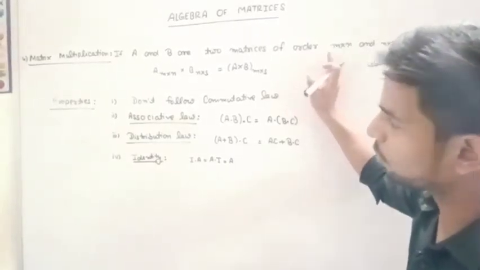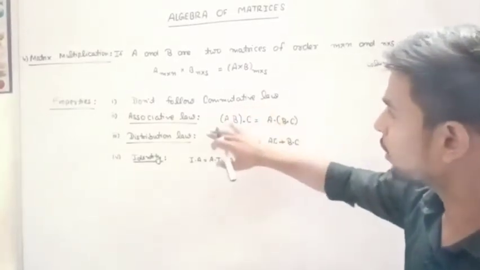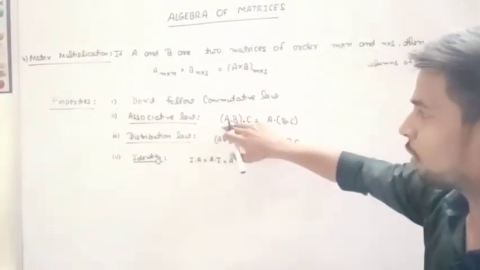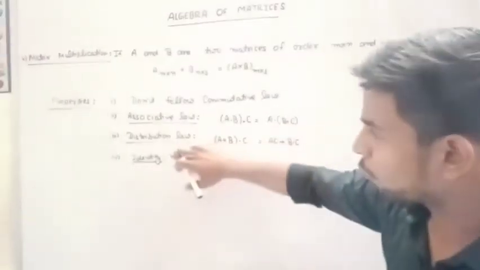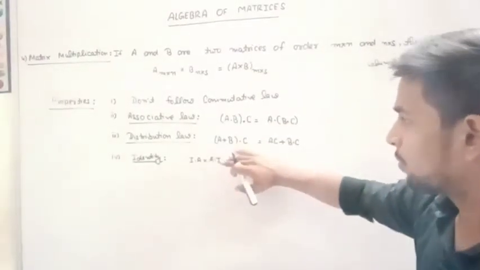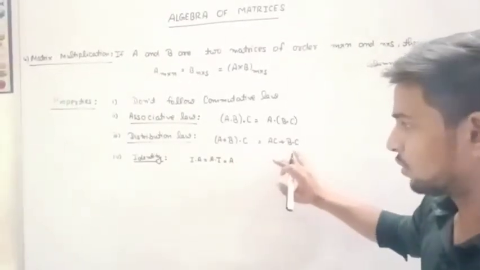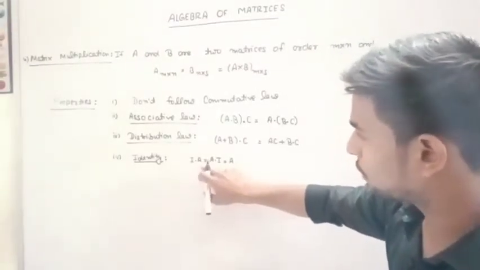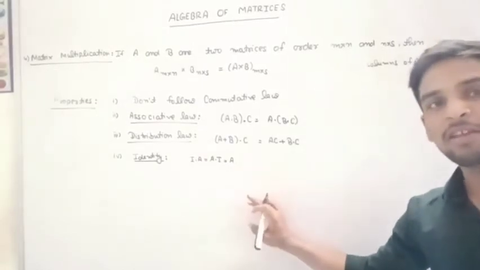What are the properties of this one? It does not follow the commutative law. It follows the associative law: A dot B dot C will be equal to A dot B dot C. It also follows the distributive law: A plus B dot C is equal to A dot C plus B dot C, and the identity exists. I dot A will be equal to A dot I equal to A, where I is the identity matrix.